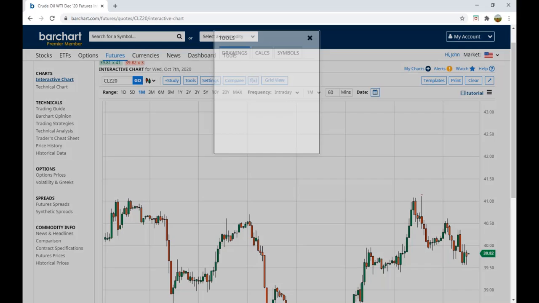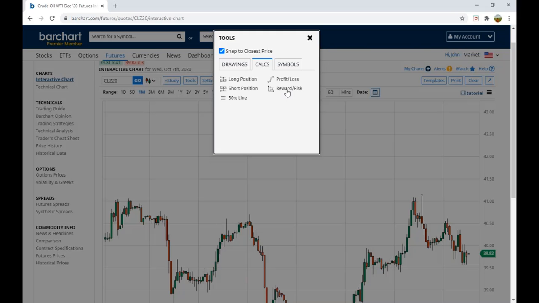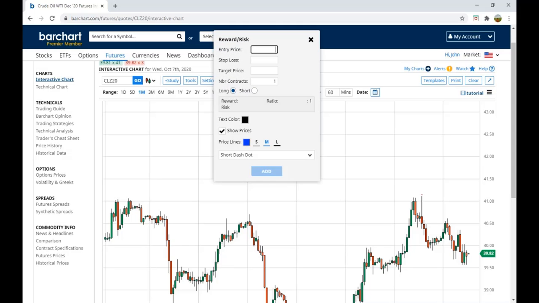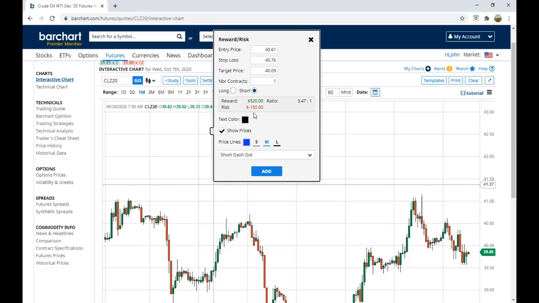Let me get my tool out, set up my risk reward. And remember, we had those stats before where we said we're going to come in at 40.61. We're going to set our stop loss at 40.76, and that first target was 40.09. We're taking a short. We're risking $150 to make $520, and we're getting 3.47 to 1.